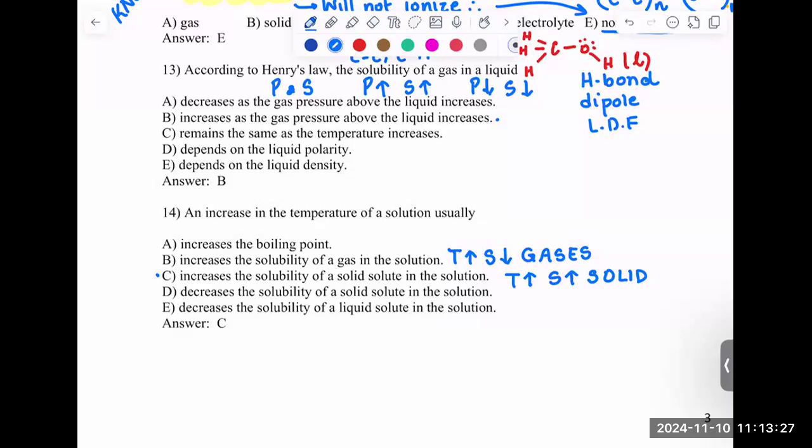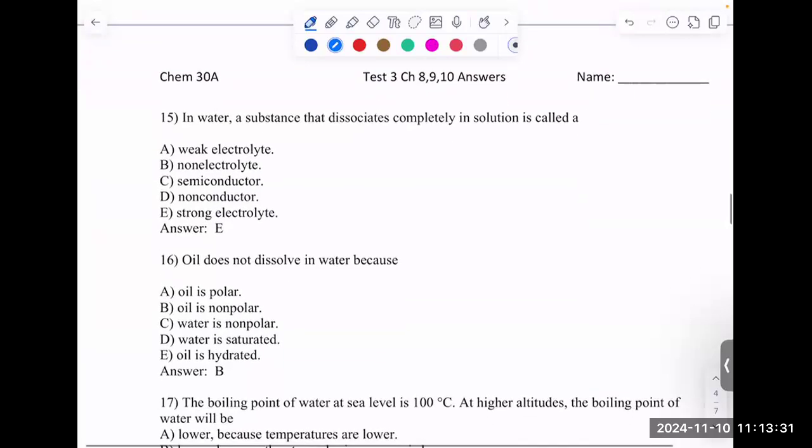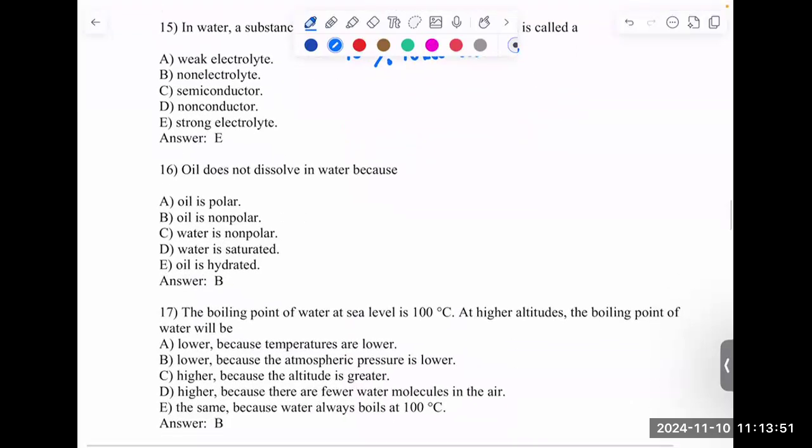Now, next is, in water a substance that dissociates completely in a solution is called, dissociates completely is obviously going to be a strong electrolyte. 100% dissociation in water, 100% ionization. So strong electrolyte.